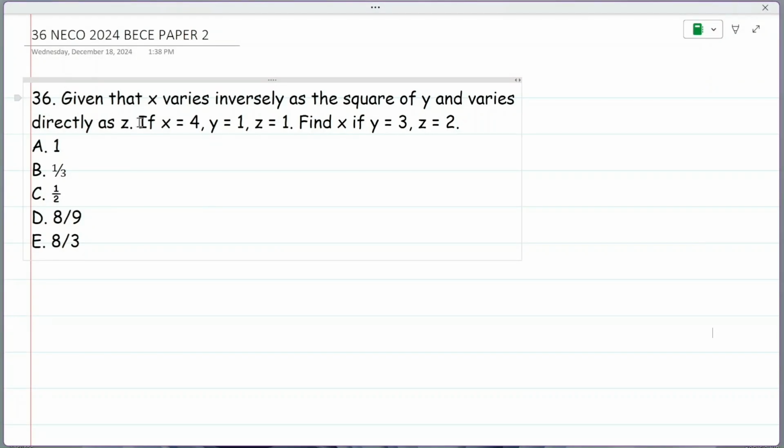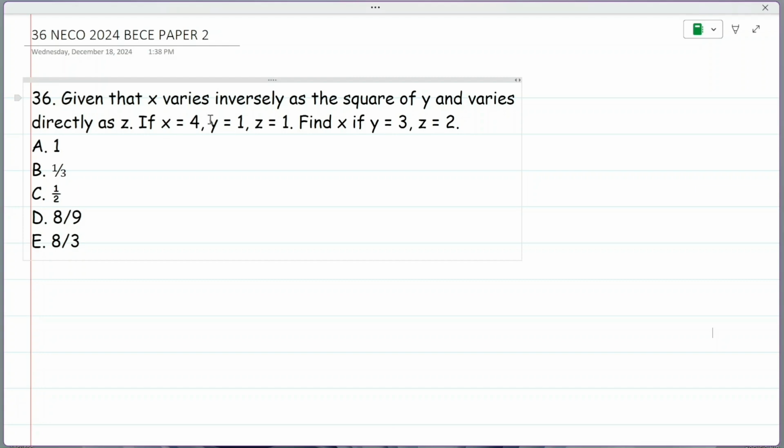Question 36. Given that x varies inversely as the square of y and varies directly as z, if x equals 4, y equals 1, and z equals 1, find x if y equals 3 and z equals 2. This is a variation question, and let's just go back and get out the data.